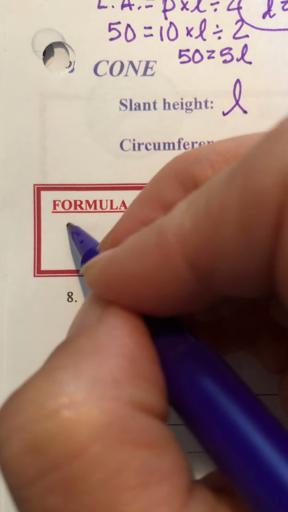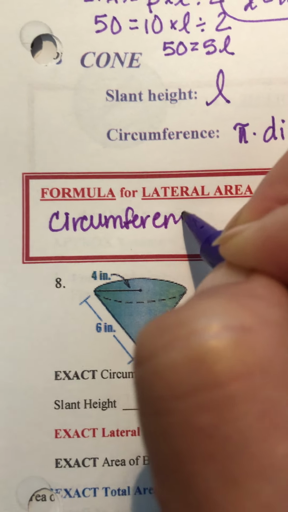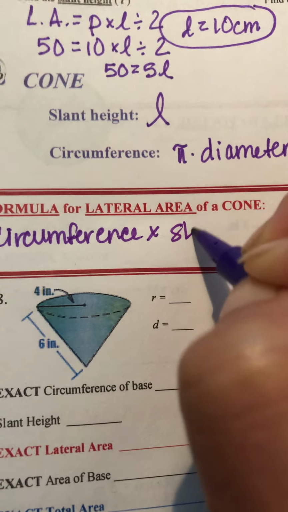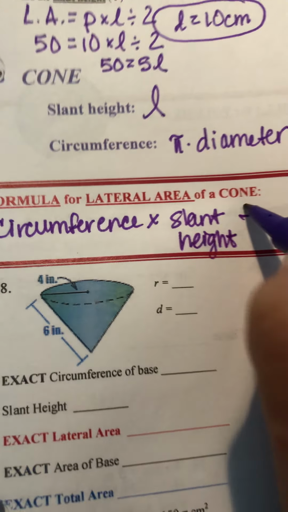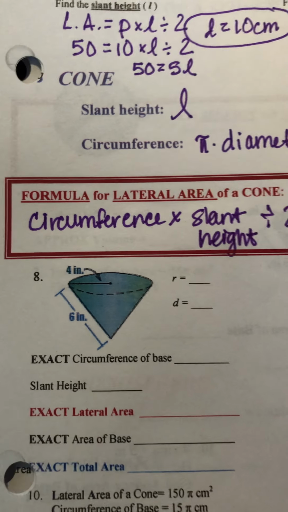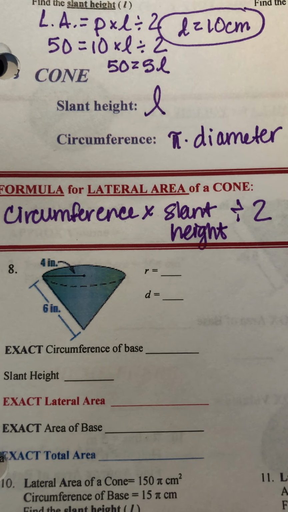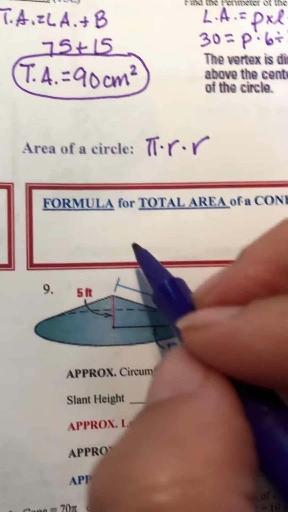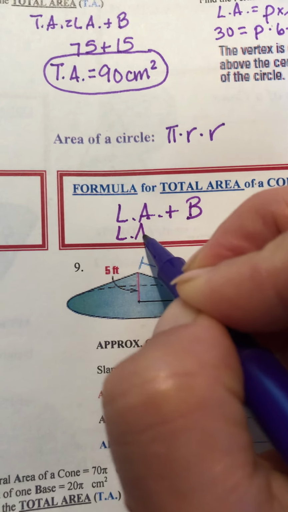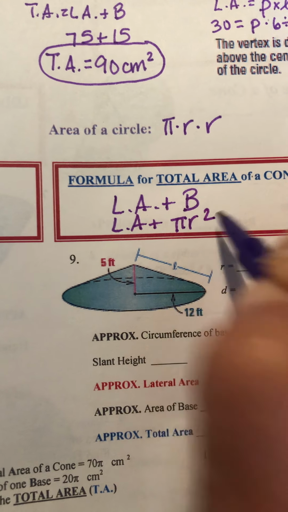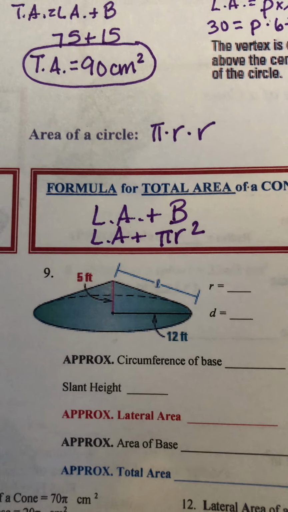So our formula here is going to look really familiar. Instead of perimeter times slant height divided by 2, it's going to be circumference times slant height divided by 2. And the circumference is essentially the perimeter of the circle. So lateral area, circumference times slant height divided by 2. Total area is going to be lateral area plus the area of the base. Or, because our base is a circle, lateral area plus pi r squared, because our base is always a circle.